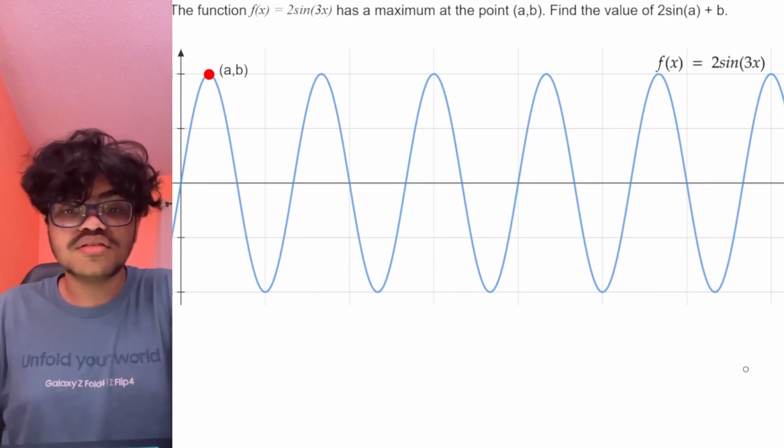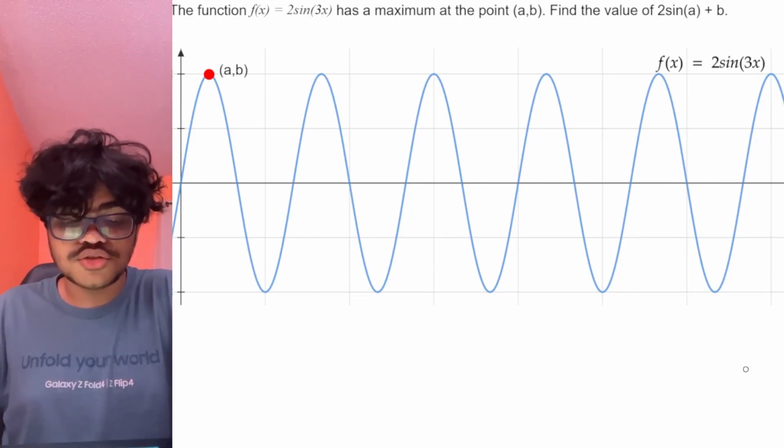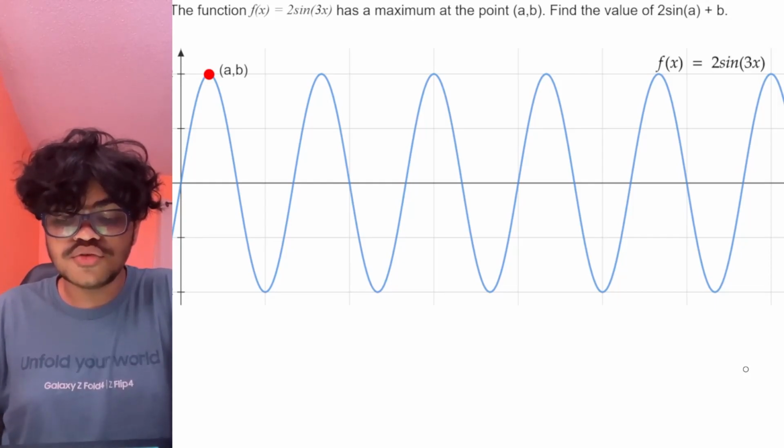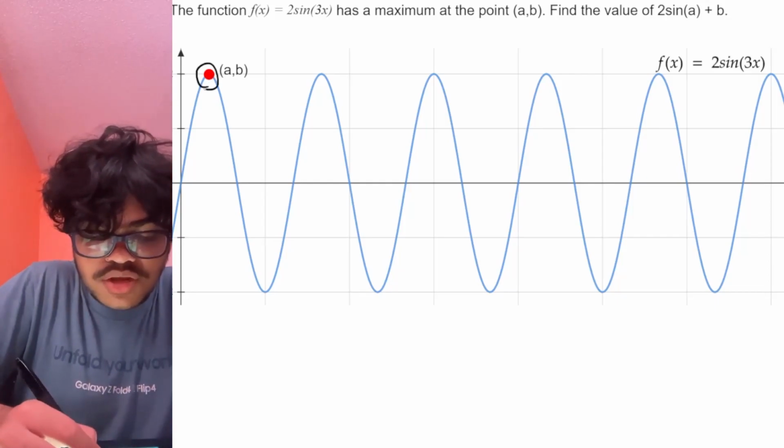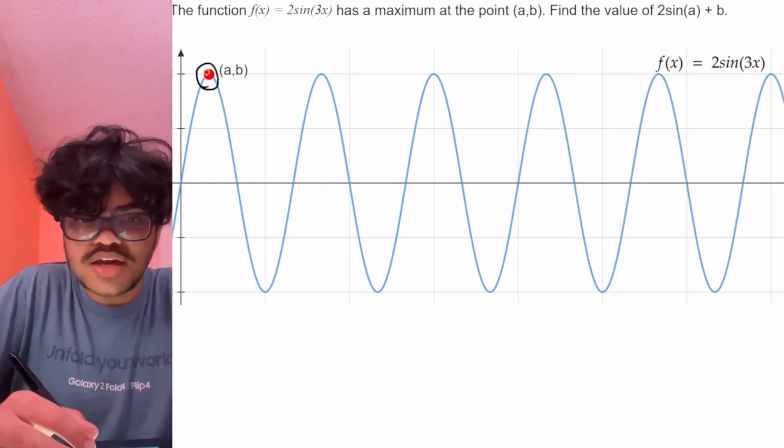The problem starts off with the statement: the function f of x equals 2 sine of 3x has a maximum at the point (a, b). Find the value of 2 sine of (a plus b). Now we see that (a, b) is this big red dot right here, and it's the first maximum of the function.